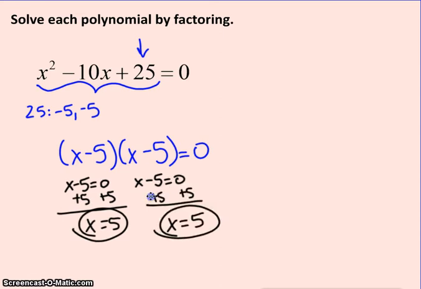So again, I get the same answer twice, but I need to know that the answer is twice. So the solution here is 5. The root is 5. The 0 is 5. The x-intercept is 5 and 5. So remember that we can use any of those four names from the previous video to ask you these questions.